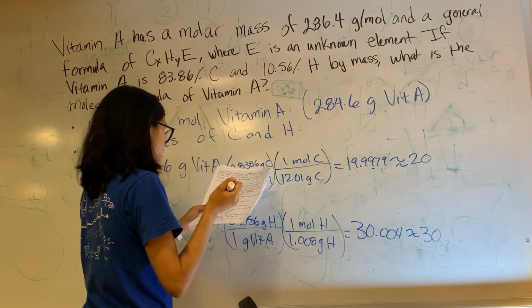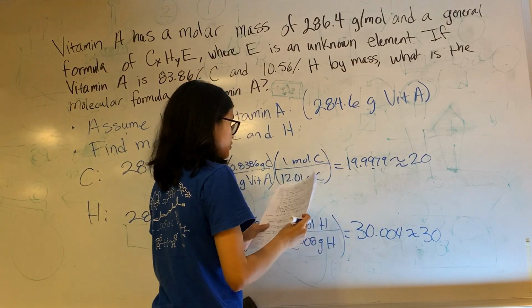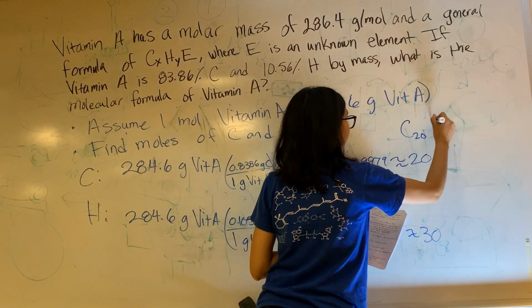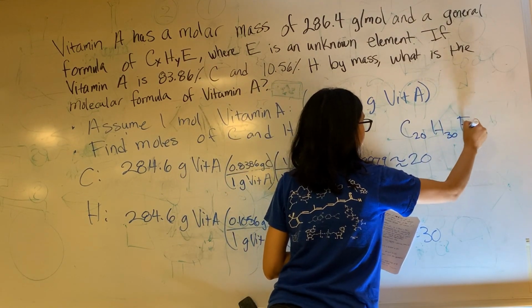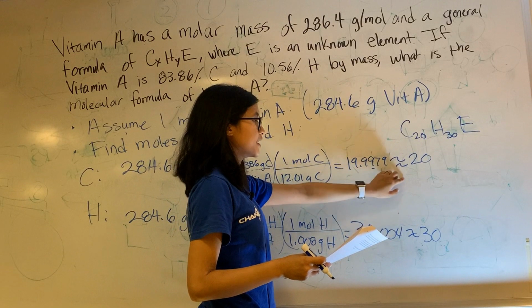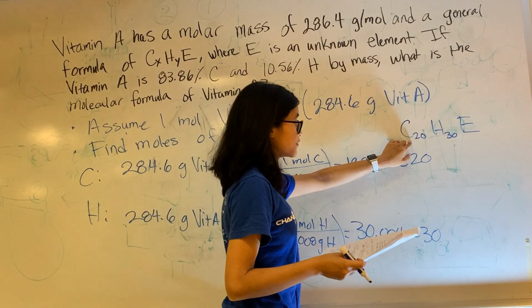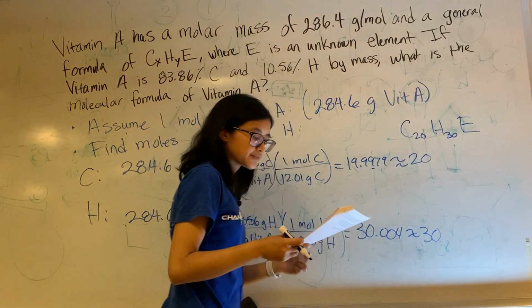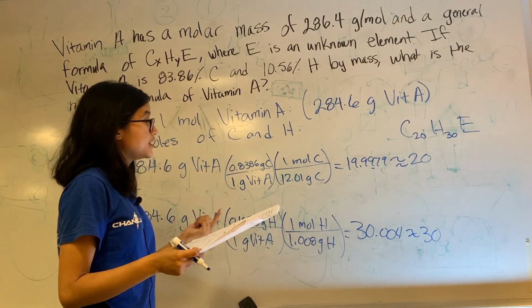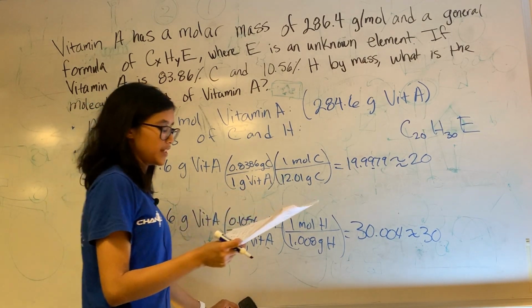So we know that the empirical formula, or I should say molecular formula, is going to start off with C20H30, and then of course our E. So we know this because we know that every mole has 20. So we know that it's an actual relationship there. So every mole has 20 of carbon and 30 of hydrogen. Okay, so that's pretty nice. Now we need to figure out what E is. And the good news is that we're pretty close. We just need to use the molar mass to figure out what E is.